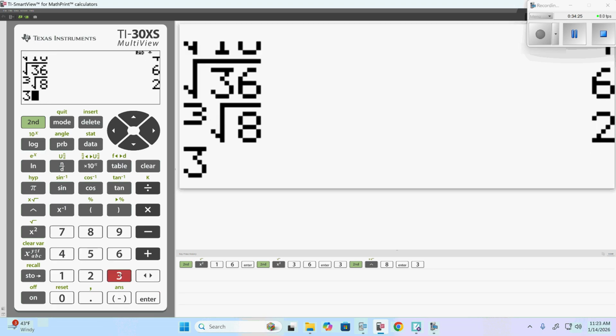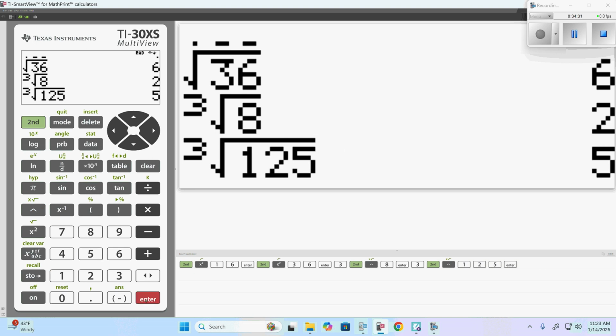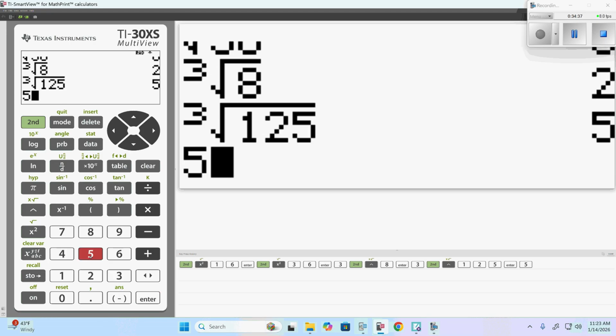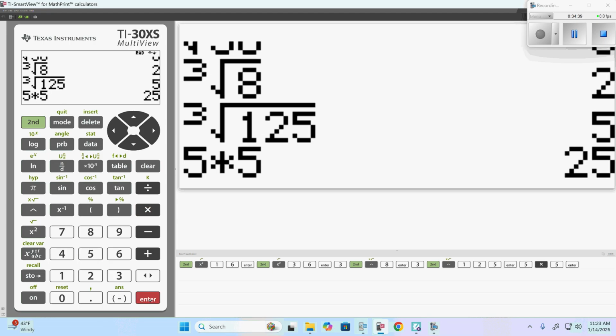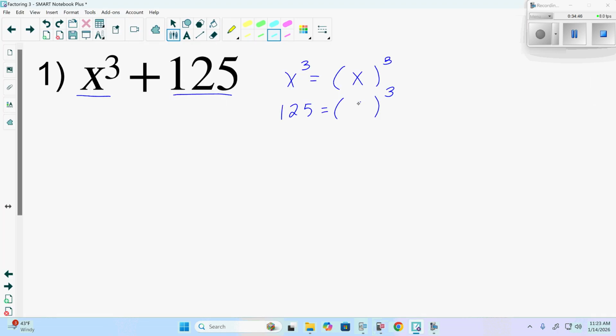One way we can check is we can grab the calculator, type 3, get our x root, and type 125 in. And the cube root of 125 is 5. Because 5 times 5 is 25. And 25 times 5 is indeed 125. So we have 5.